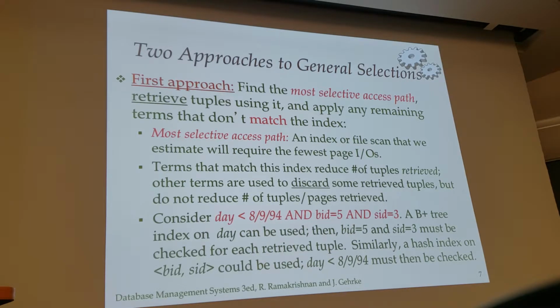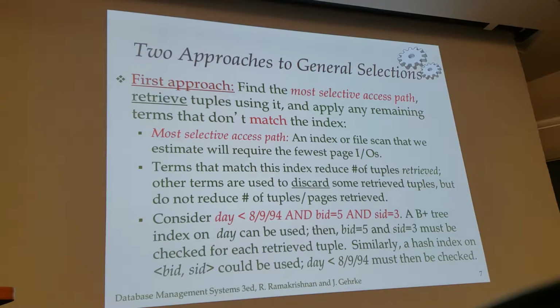So what does it mean to be the most selective access path? One of the ways of figuring that out is the one that will require the least amount of IOs to get those tuples. And as you get the tuples, you can apply the other predicates, the other terms that are there, and reduce the number of results. An example that we looked at is if you have day less than August 9th, 1994, BID 5, SID 5.